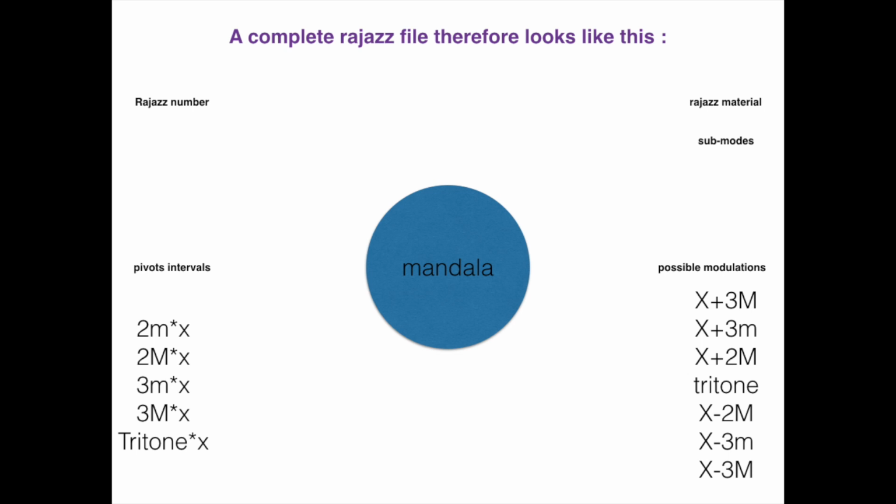On the left side you have the Rajazz number and the pivot intervals. On the right side, the Rajazz material, the submodes, and the possible modulation formulas. In the middle, of course, you have the musical mandala.